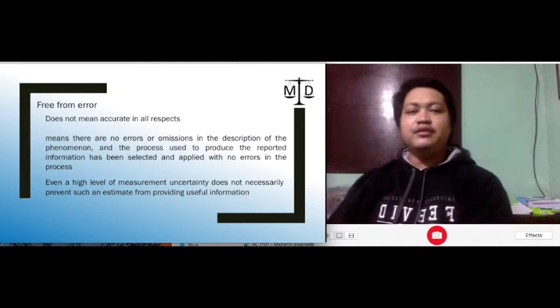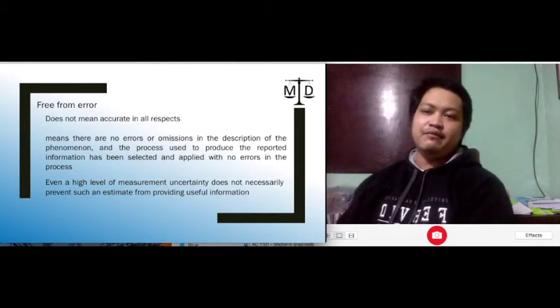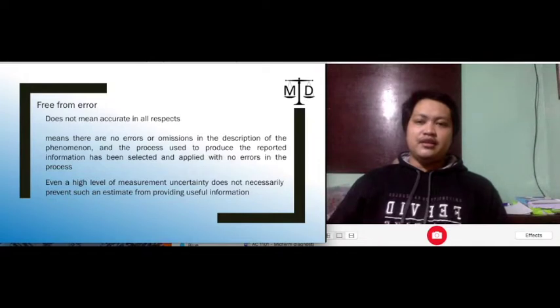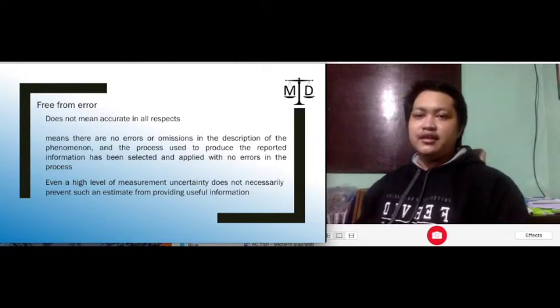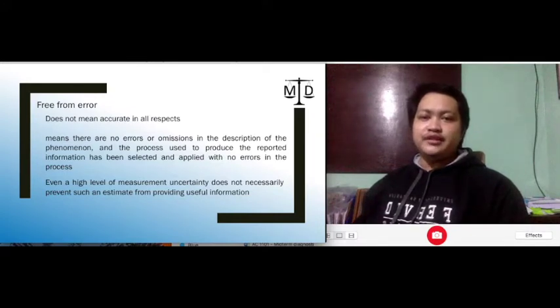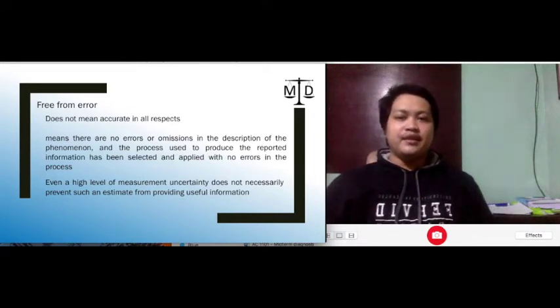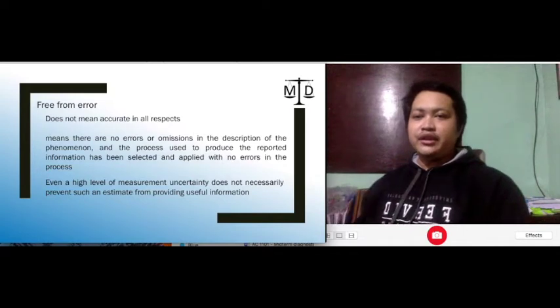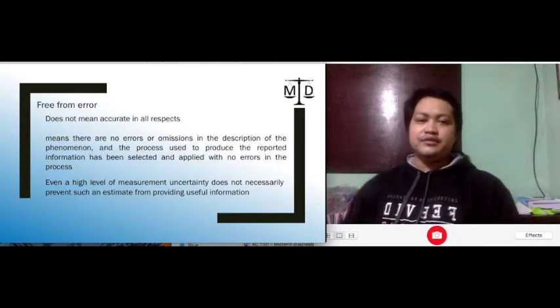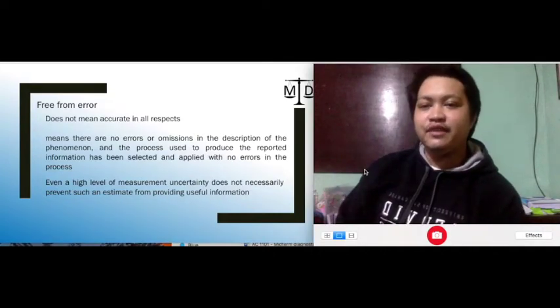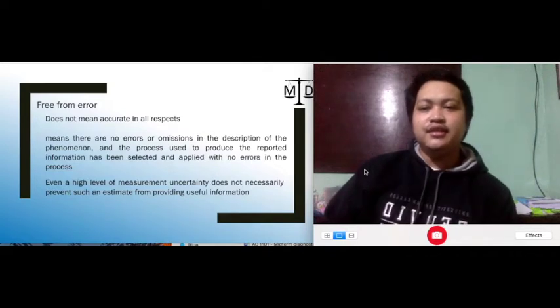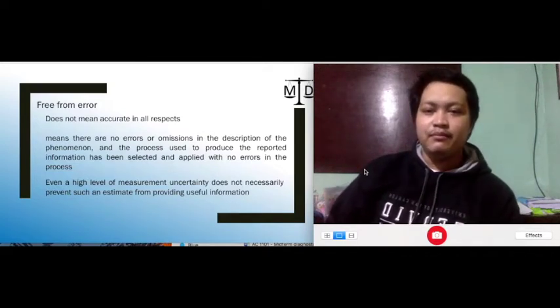So the last element of faithful representation is freedom from error. This does not mean that the information must be accurate in all respects. This only means that there are no errors or omissions in the description of the phenomenon, and the process used to produce the reported information has been selected and applied with no errors in the process. And a very important note mentioned in the framework: even a high level of measurement uncertainty does not necessarily prevent such an estimate from providing useful information.